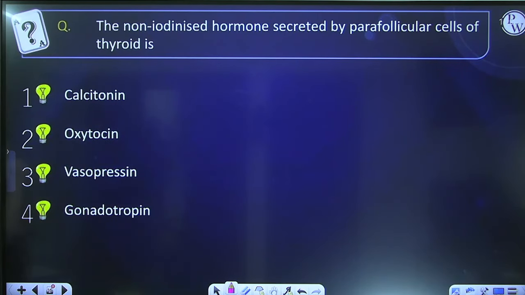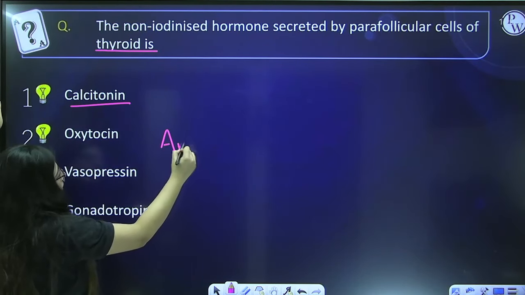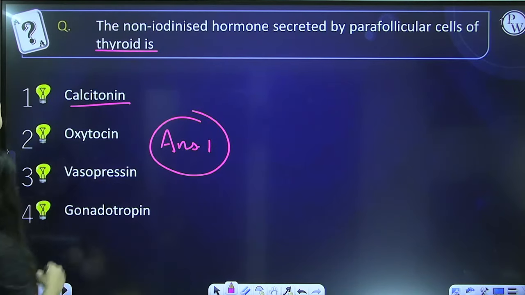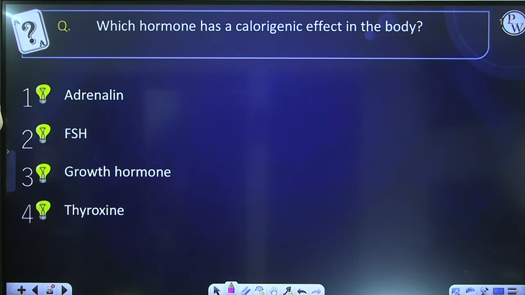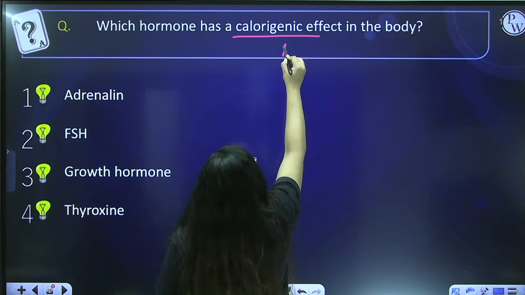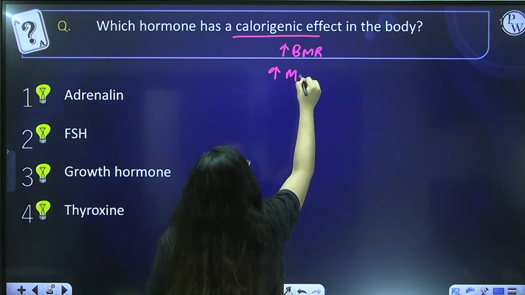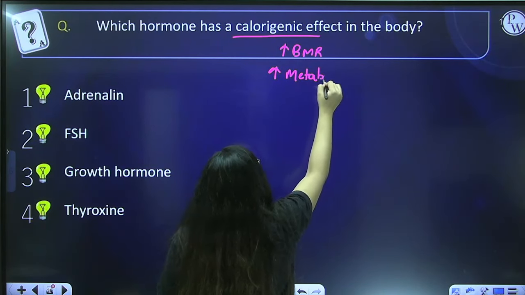The non-ionized hormone secreted by parafollicular cells of the thyroid is very simple: calcitonin. Straightforward question. Next, guys, which hormone has a calorigenic effect in the body? Adrenaline, FSH, growth hormone, thyroxine. Calorigenic effect means it will increase the BMR, which will lead to an increase in metabolism.